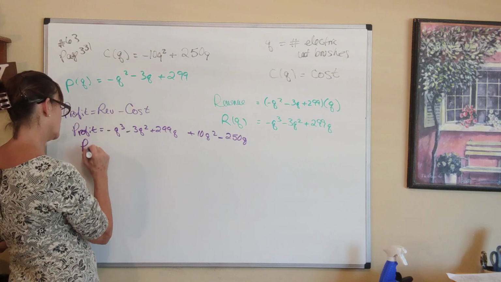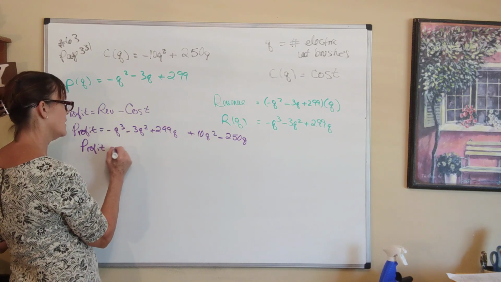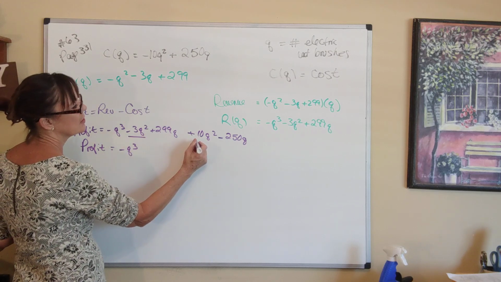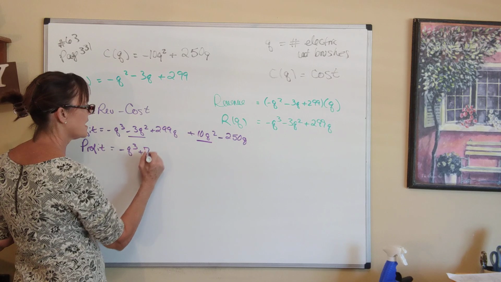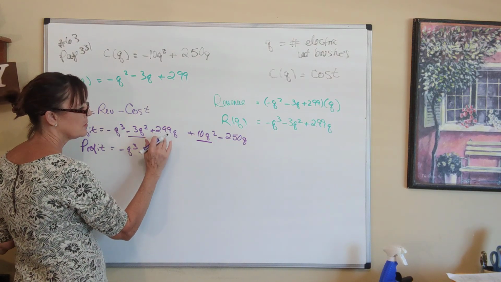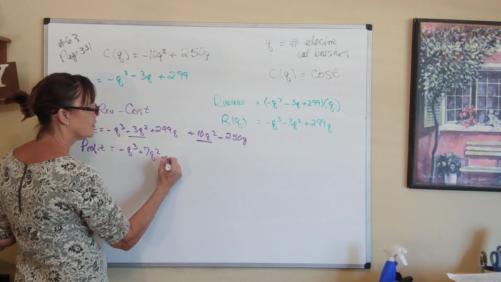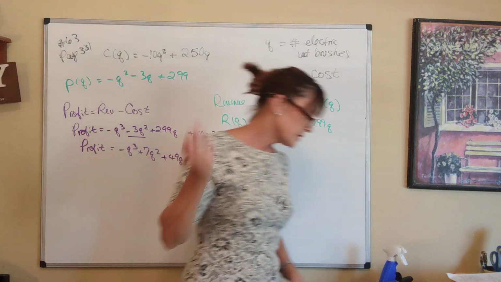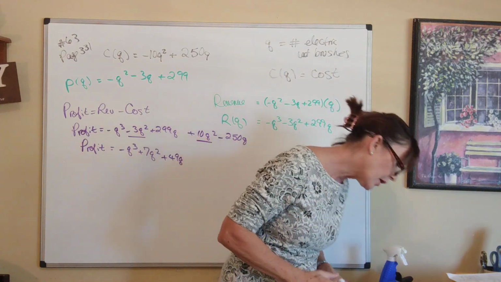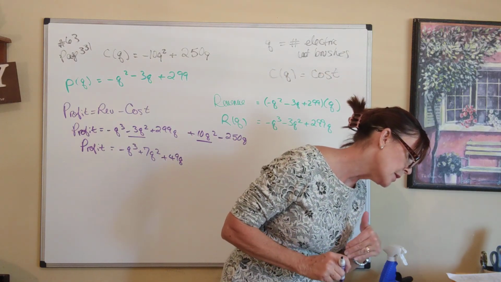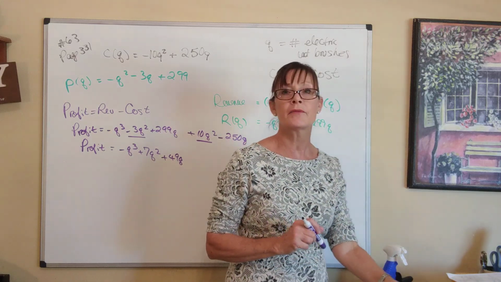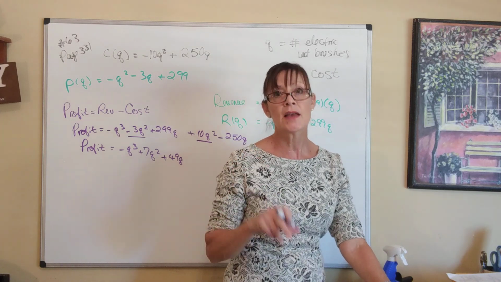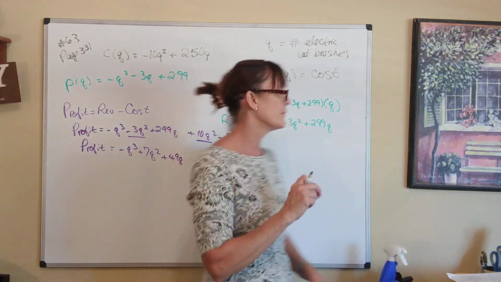So our profit function, which is the answer to part A, is going to equal negative Q to the third. We have negative 3Q squared plus 10Q squared, which is a 7Q squared. And then we have 299Q minus 250Q, which is plus 49Q. So part A said, what is the profit function? That is the profit function. Part B says, find the number of brushes that will produce the maximum profit. This is where we take the derivative of profit, find the critical values, and test them to see where a max would occur. So, we do this.